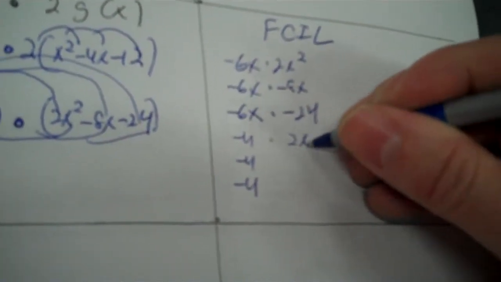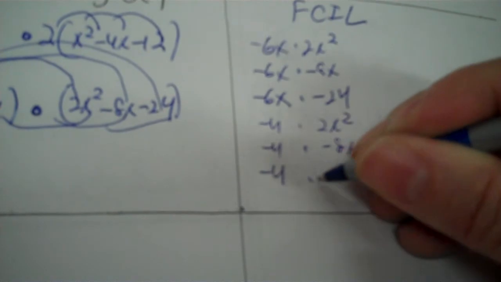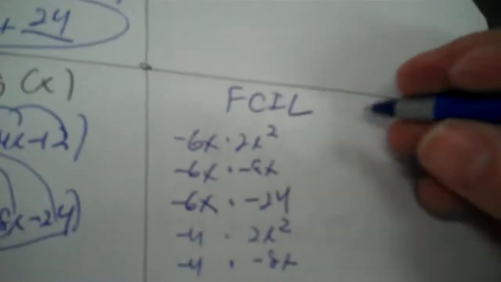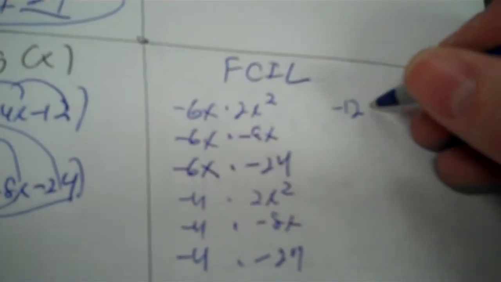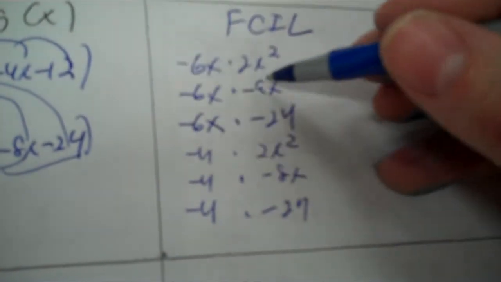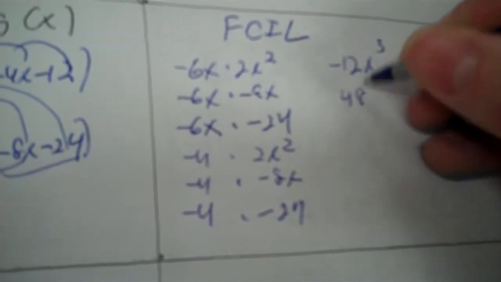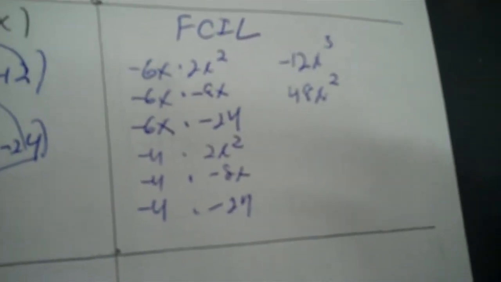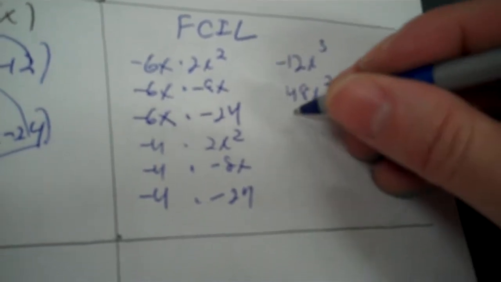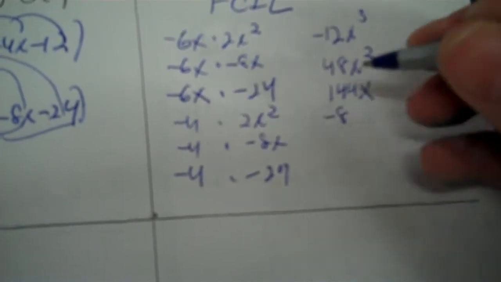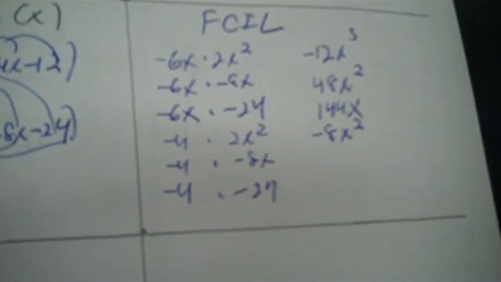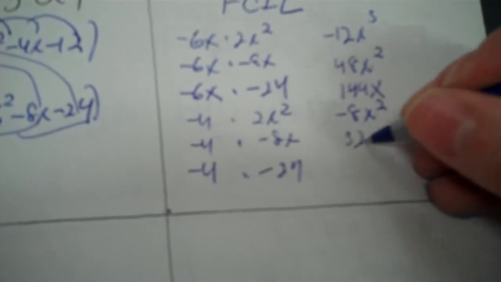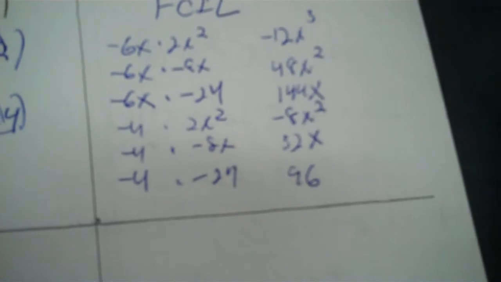So 2x squared, negative 8x, negative 24. So it's going to be negative 12, and x times x squared is x cubed. Negative 6 times negative 8 is 48, x times x is x squared. Negative 6 times negative 24 is going to be positive 144 with x. You're going to have negative 8 with x squared. Positive 32 with just x. And negative 4 times negative 24 is 96.